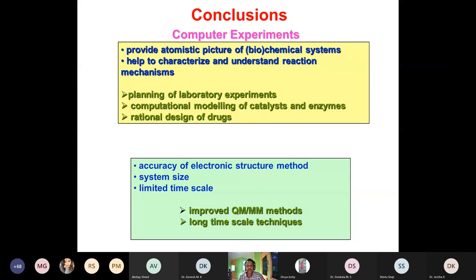We can have a lot of applications. I will just summarize the applications of computational chemistry. We can calculate the right geometry of a molecule. We can study the mechanism of a reaction. We can derive the potential energy surface of a reaction. We can design a chemical reaction. Nowadays, prediction of products or design of organic reactions is possible.